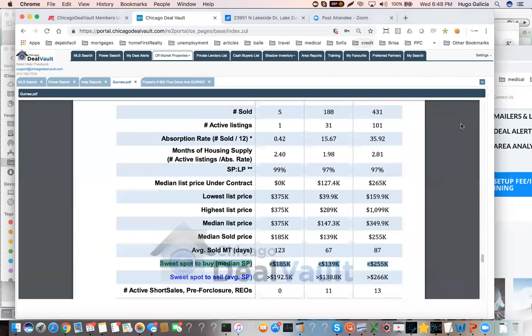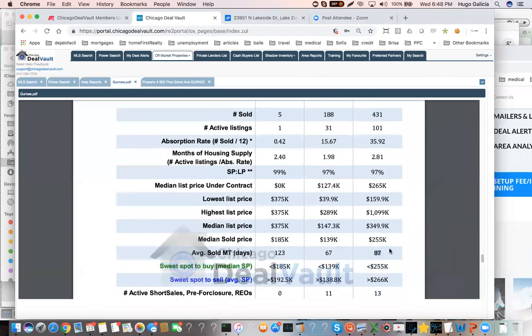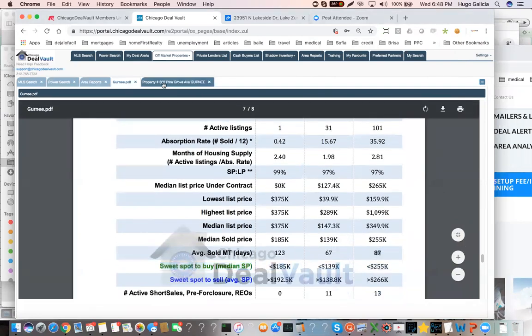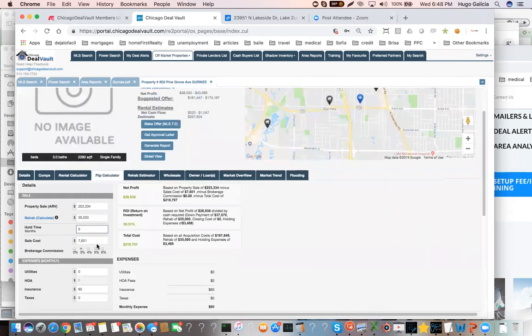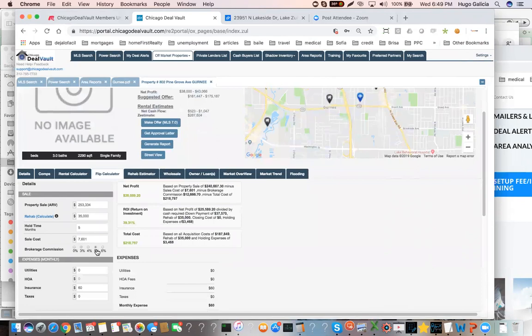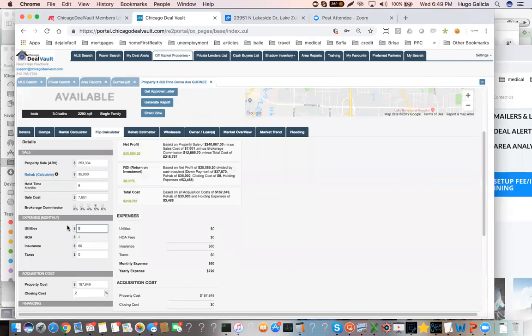So here they're going to stay in the market for about, sales market analysis, about 3 months, okay? So 87 days. So here we're gonna count 3 months for market time plus 2 for the rehab. It's gonna be at least 5 months. And then again, the sales commission is gonna be 5%. And then utilities, we're gonna be paying for that. So this is gonna be a little bit higher, 175. Insurance might be 110 for this size property.